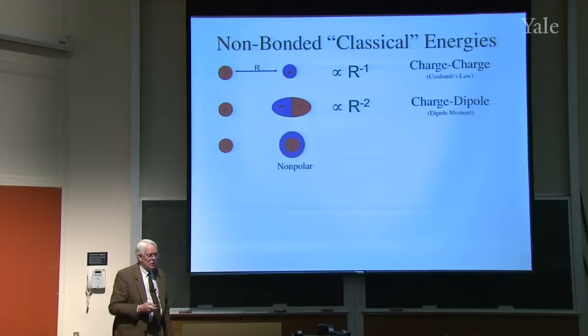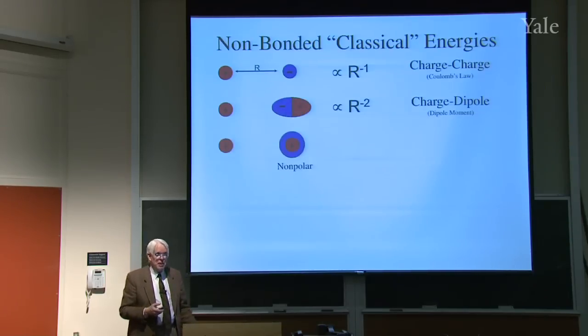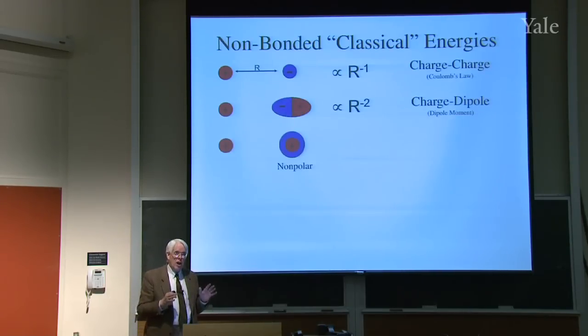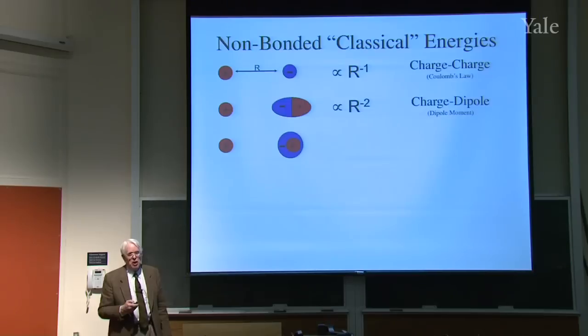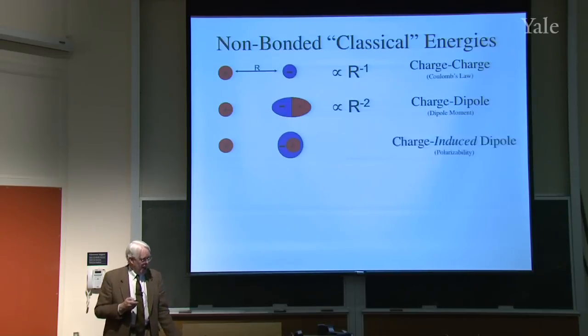Okay, then if you go to a charge with something that's nonpolar, but can become polar if it's put in the field of another charge. So you push the nucleus one way, the electrons the other way, and now you get a charge interacting with an induced dipole.